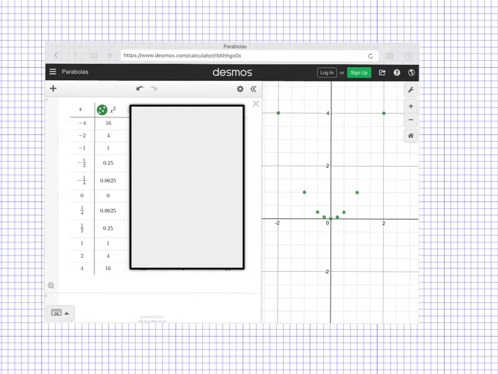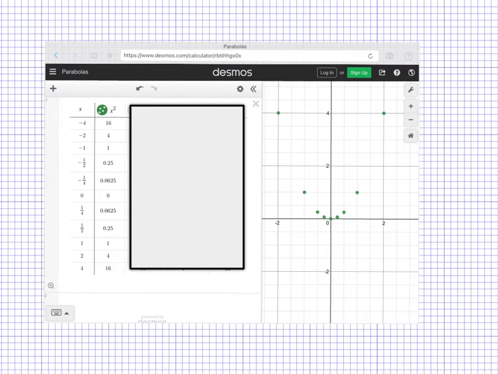So on your screen you should see a Desmos page with a graph attached to it, and I've got a collection of green points. Now those green points are in the shape of a parabola, and they join up. If you join them up, they look like this, which is a pretty poor sketch right there. But you can see it's a nice U shape, and that shape is called a parabola. All right, so let's have a closer look at what's going on here.